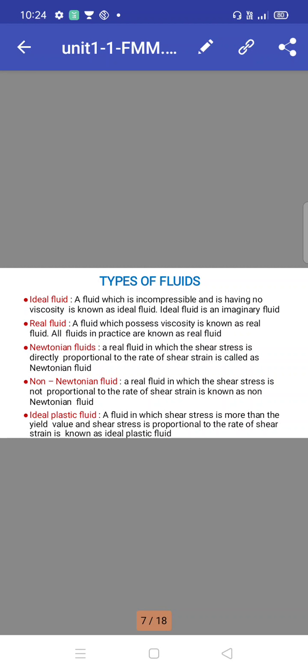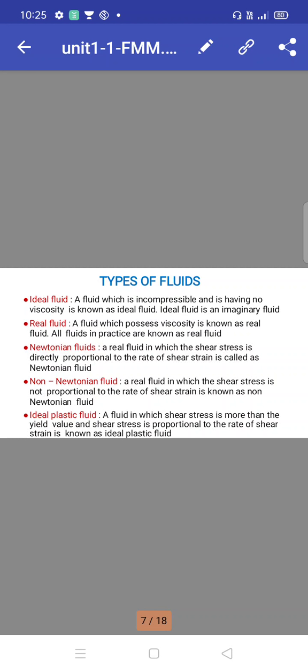Incompressible means the density never changes. Throughout the system, wherever we consider the fluid, the density should be constant, wherever we need to analyze or check. So that is the incompressible fluid. That is the main thing in analysis.